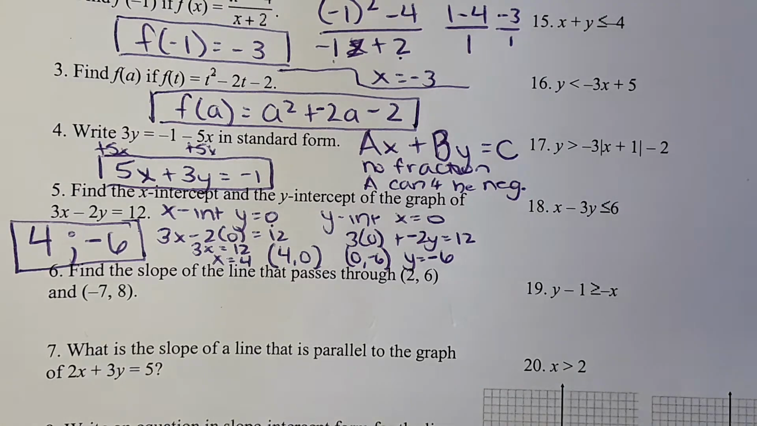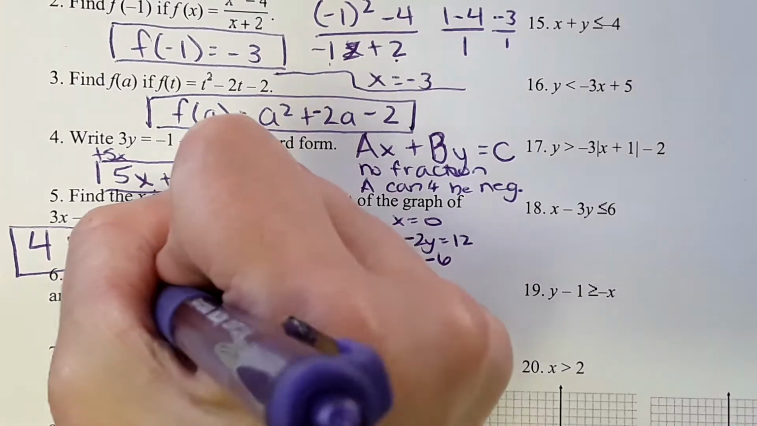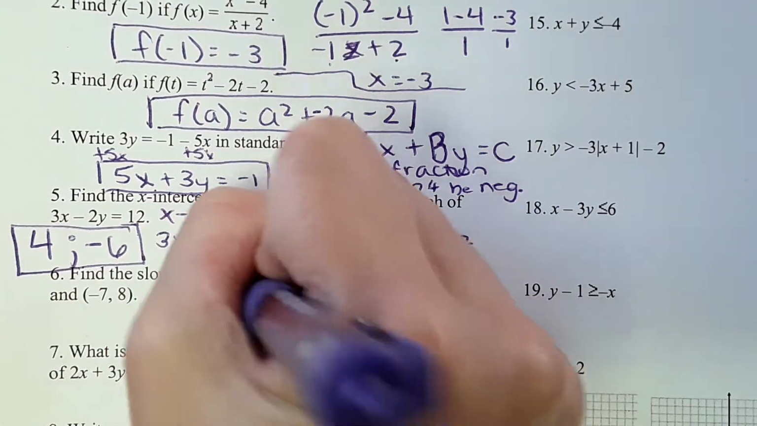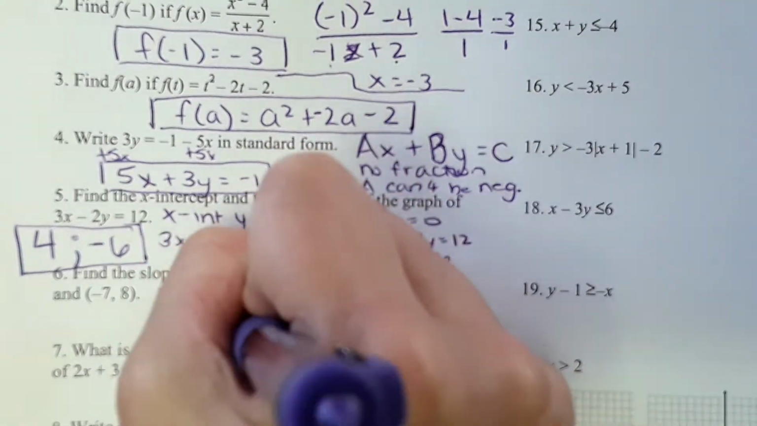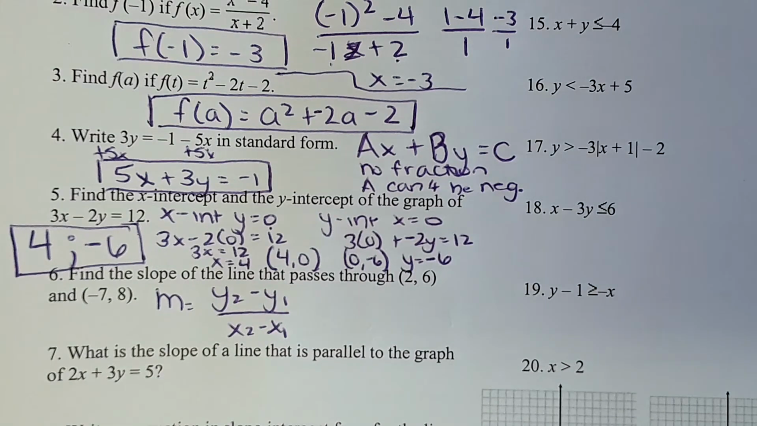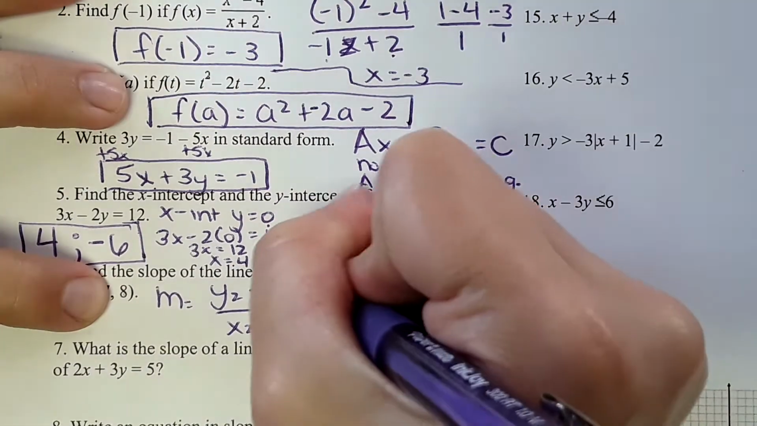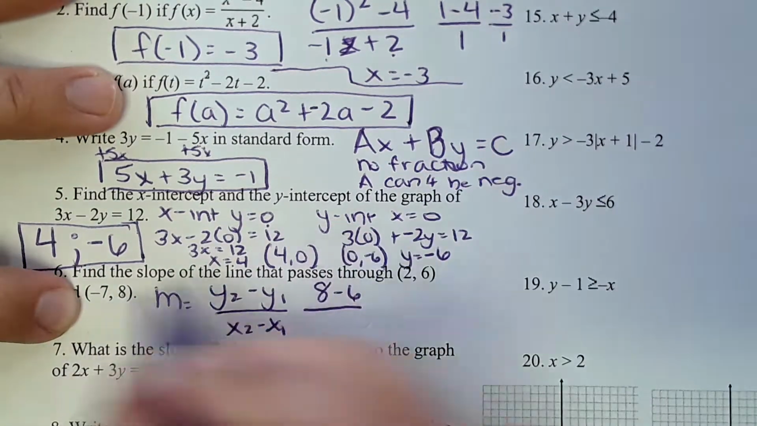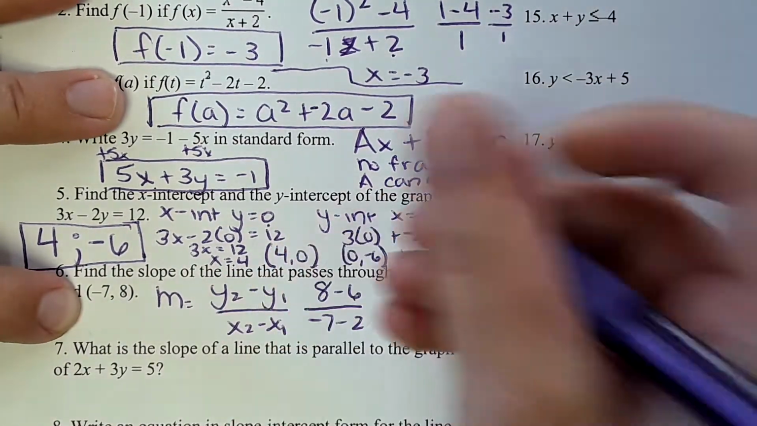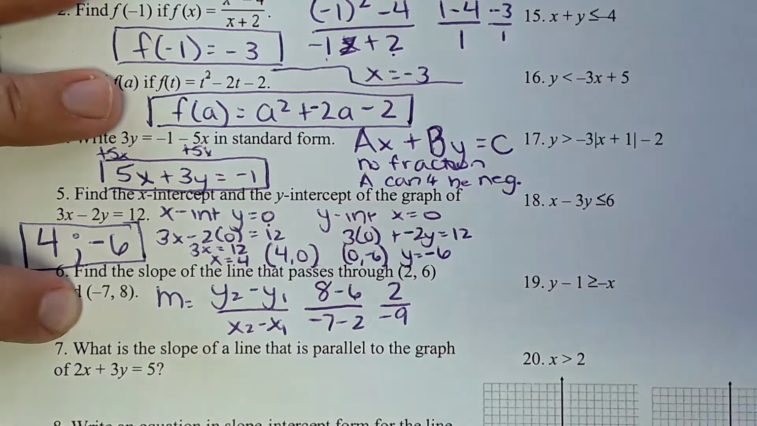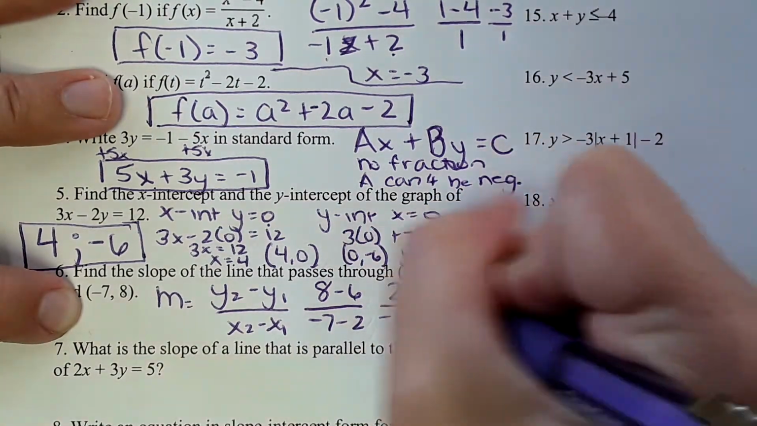Number 6, find the slope of the line that passes through (2, 6) and (-7, 8). Slope equation: m equals y2 minus y1 over x2 minus x1. That should be memorized as well. If you've used it enough, you probably have it memorized already. Then we subtract the y, so it'll be 8 minus 6 over -7 minus 2. You get 2 over -9, which would be -2/9 for the slope.